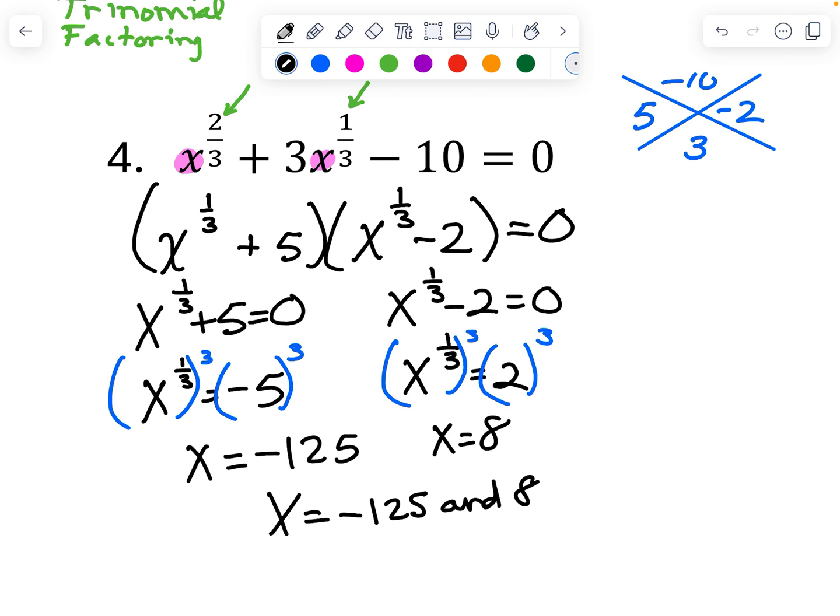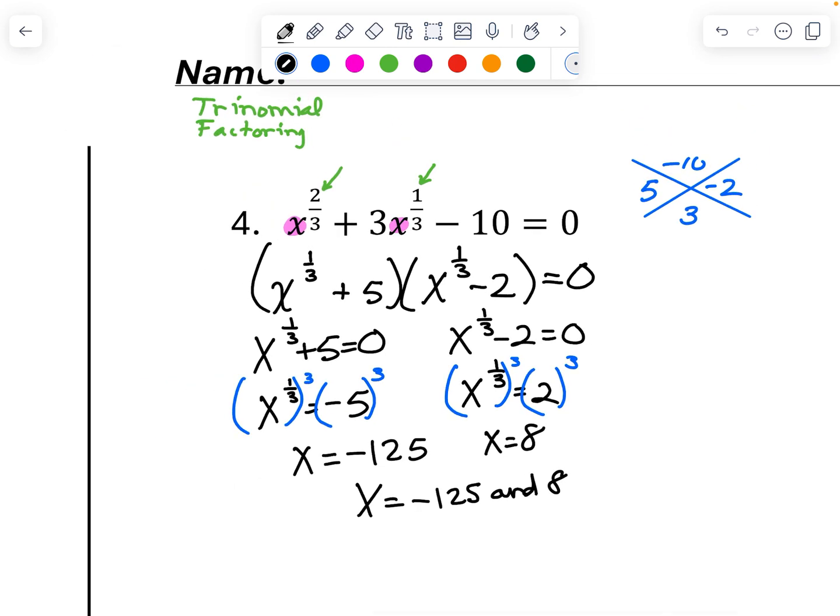So it's just like factoring quadratics, but they're not quadratics anymore. But it's still a trinomial. And the middle term's power is half as much as the first term's power, so it should be factorable.